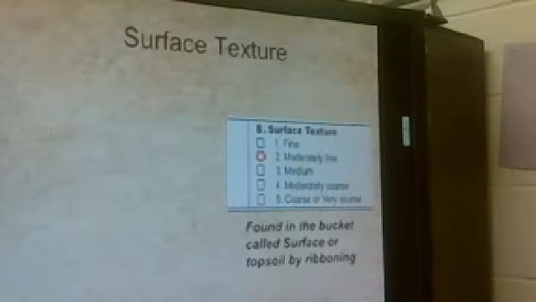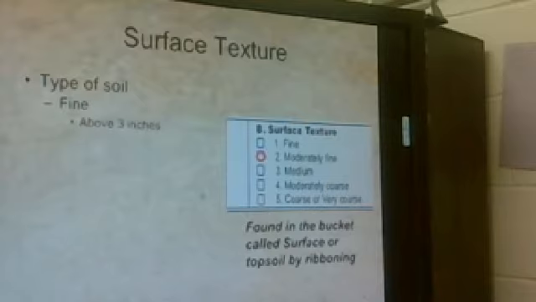Next one is surface texture. This is what I think the plant and soil science class should be better at, but we need to do some more practicing, which we will. Your surface texture. Your guess right off the bat should be moderately fine. Most of Nebraska's eastern and northeastern Nebraska soils are moderately fine. You need to texturize them to get the correct answer, but if you're just going to guess, moderately fine. Where you're going to find this is in a bucket called surface or topsoil, and you're going to have to ribbon that texture.